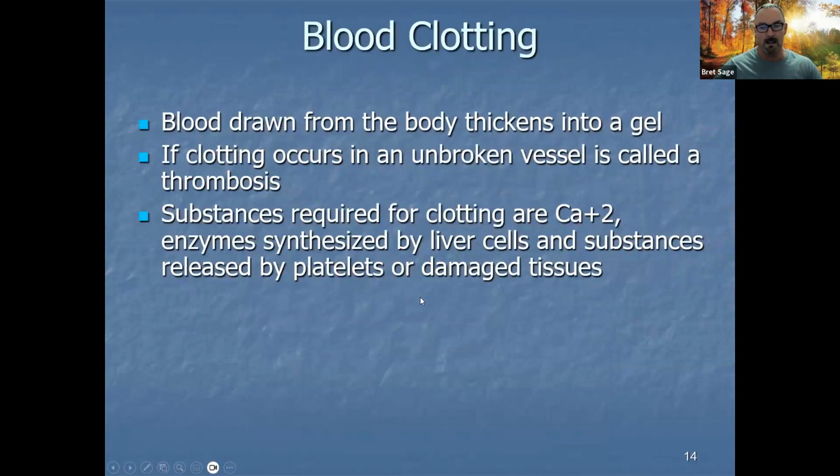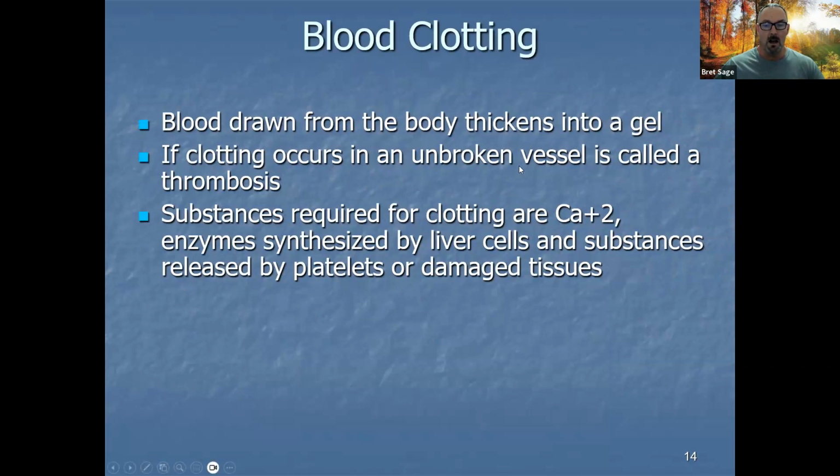Blood drawn from the body thickens into a gel. Normally, if it's not moving, it's kind of like cement. Cement stays liquid if you keep turning it, but as soon as you stop turning it, it starts to solidify. Same thing with blood. Blood stays liquid if it's moving through blood vessels, and as soon as you let it sit, it starts to coagulate, unless you mix it with a chemical called heparin, which allows it to remain liquid.